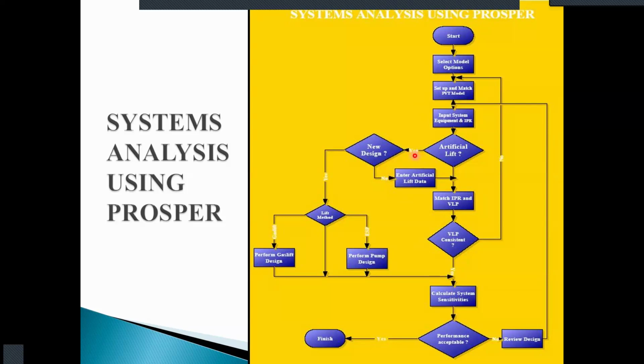And now if we should do a new design, if it is yes from the artificial lift, we go for lift method selection. Then we perform gas lift design if it is gas lift. If it is not, if it is ESP, we perform pump design. After the consistency of VLP is obtained, we do system sensitivities. As I've told you, the nodal analysis part comes here. Then we do performance acceptance. If it is okay, then finish it. If it is not, then review the design.